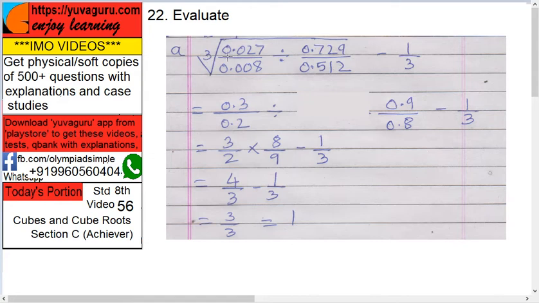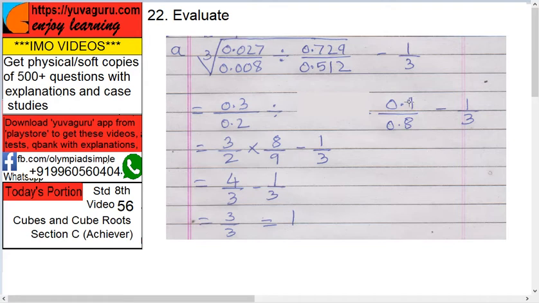So cube root of 0.027, 27 cube root is 3. Point means after 0.3, so when you make it cube root it becomes 1, so 0.3 upon 0.008, so 2, so after 0.3, so 0.2 divided by this 0.729.